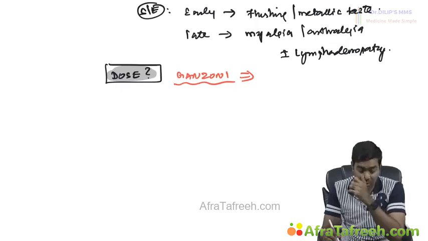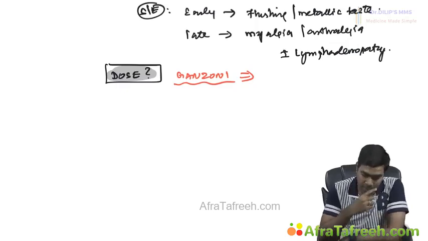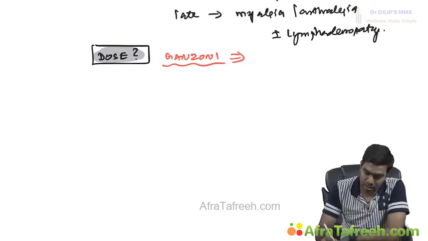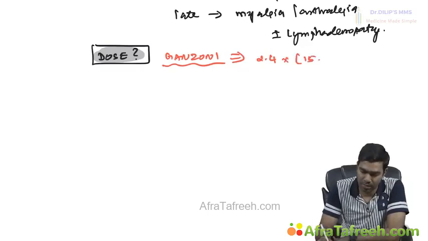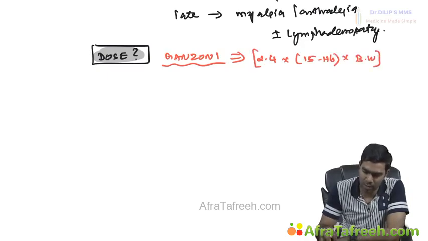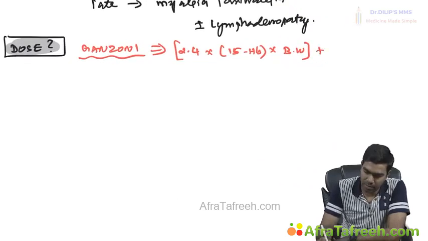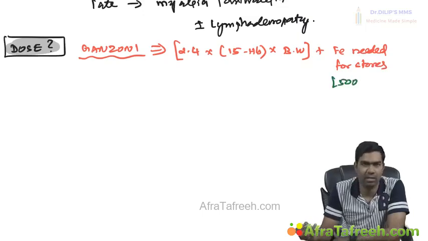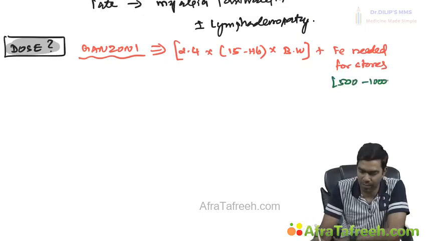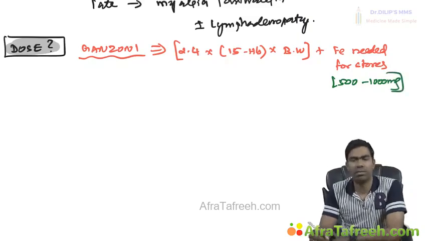But what is the Ganzoni formula that you are going to use in these patients? The formula tells you the amount of IV iron dose that you need is 2.4 multiplied by (15 minus hemoglobin) multiplied by actual body weight in kilogram, plus iron needed for stores. Remember, this iron needed for stores is highly variable. You might need something variable from 500 to 1000 milligram.